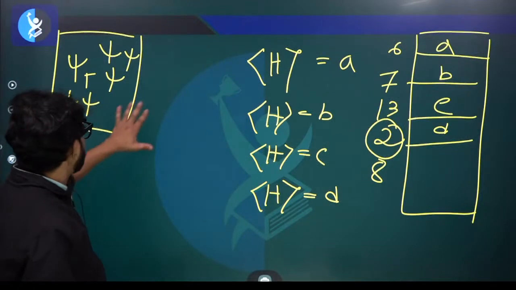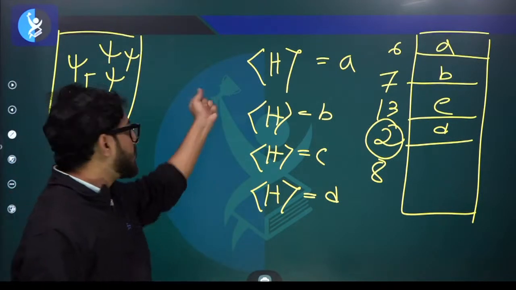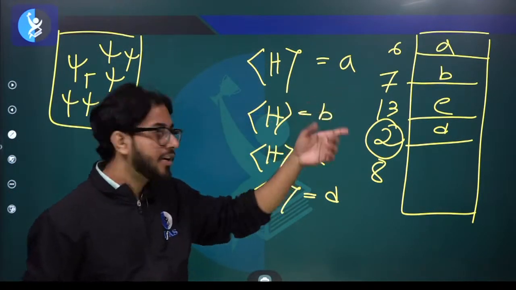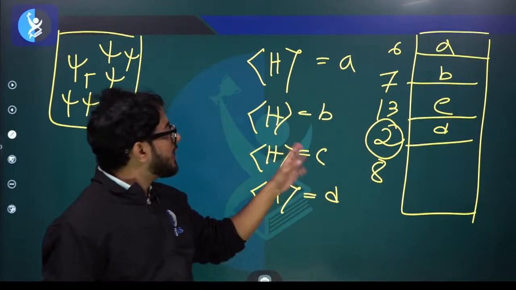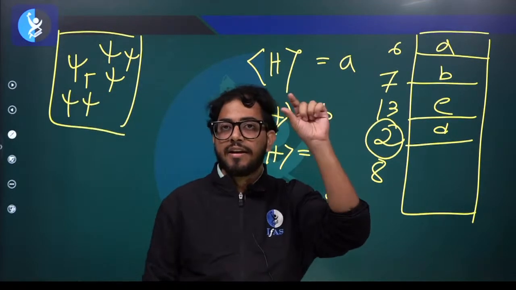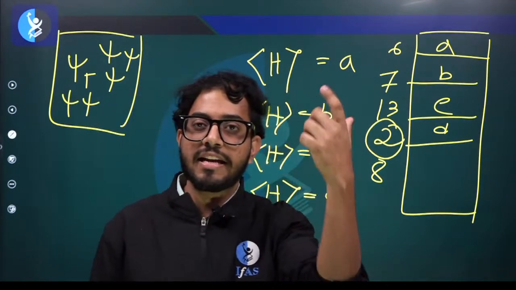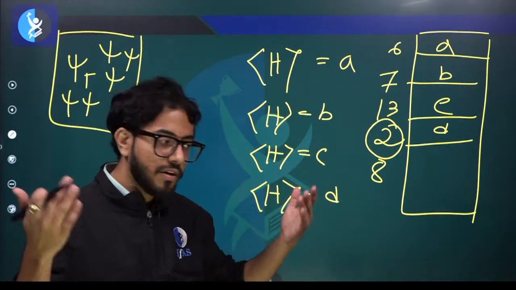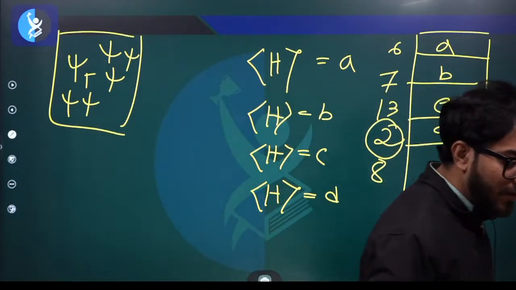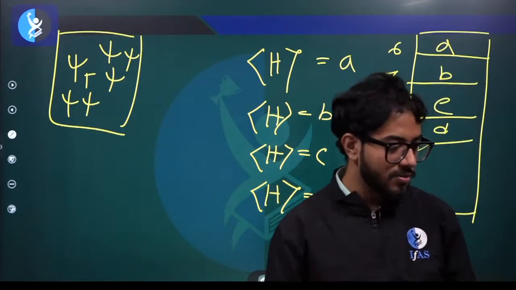So it has some inbuilt wave functions in the software. It will take every trial wave function and calculate the expectation value of the Hamiltonian. It will get some values, and definitely the lowest expectation value it will declare as the ground state energy, and the corresponding wave function as the ground state wave function.